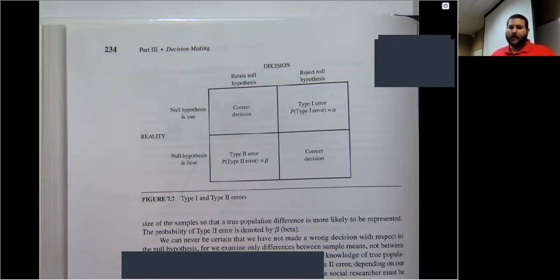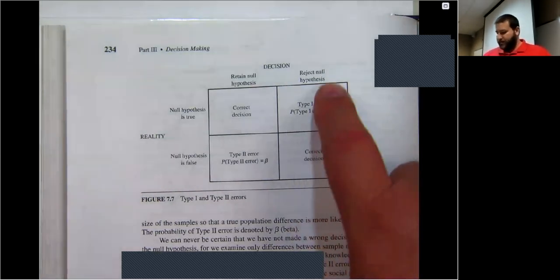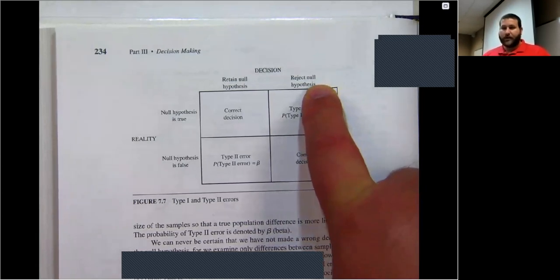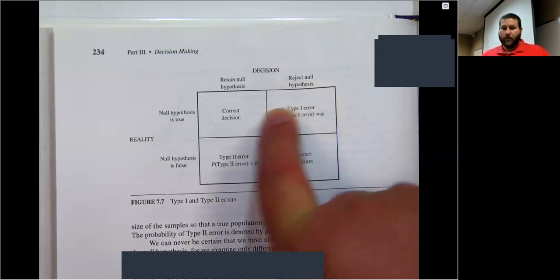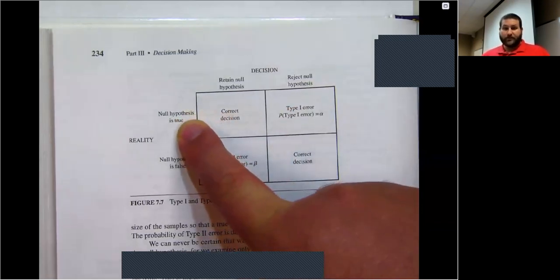And let's say that you make a decision to reject the null and say, yes, there is a difference in intelligence based on race, but in reality, there actually is not.